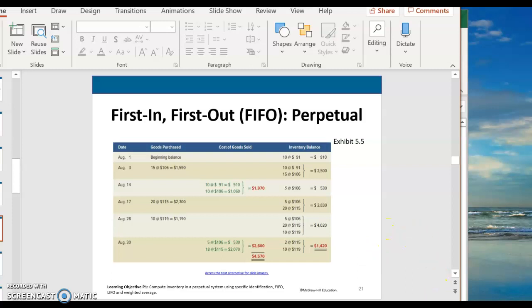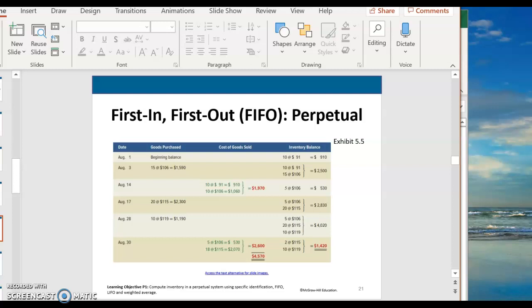Here's an example. We have a beginning balance of our inventory, and it shows 10 at $91. We have some purchases, and then we start selling them on August 1st. We sold August 14th, it looks like we sold 20 units. So we first take the 10 at the beginning balance of 91, and then we take the next layer at the purchase of 106. And then as you work through this exhibit, you'll see the additional purchases and then the sales on August 30th, again coming out of the oldest, the farther away purchases, and the ending inventory results in the costs that are the most current.